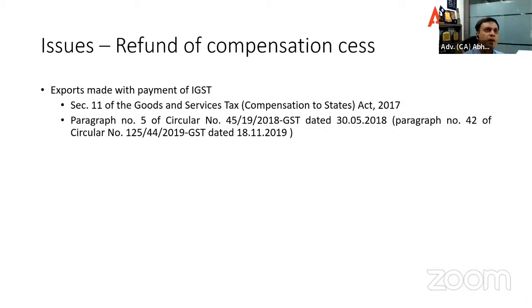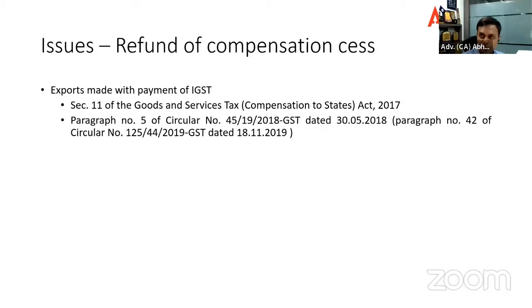Now, as you are aware, compensation cess is leviable on only certain specified goods. So take a situation where an exporter is using coal in his captive power plant for generating power, which is ultimately used for manufacturing goods which are exported. On purchase or import of coal, there is a levy of cess, the compensation cess under the GST Compensation to States Act, at 400 rupees a ton. So a person has purchased the coal by paying the applicable cess.